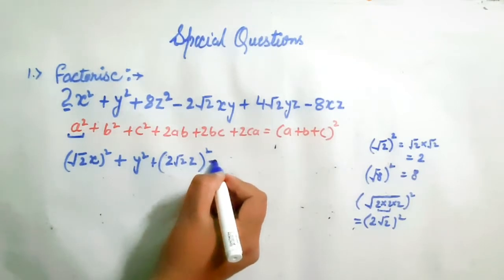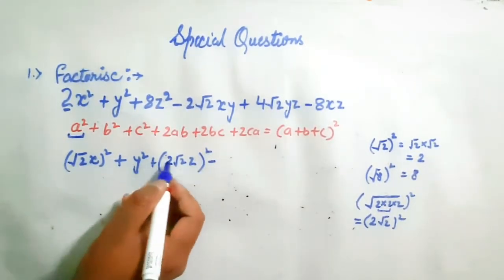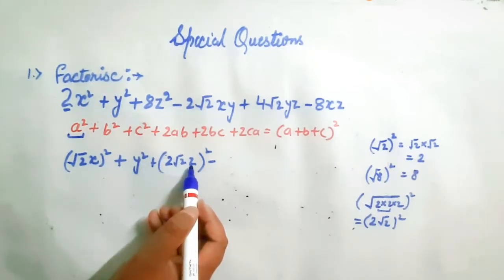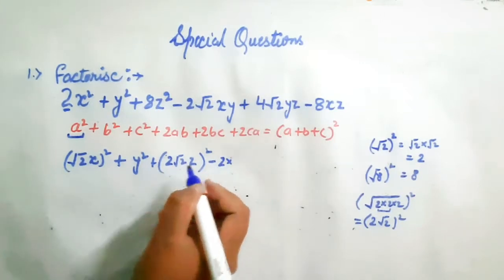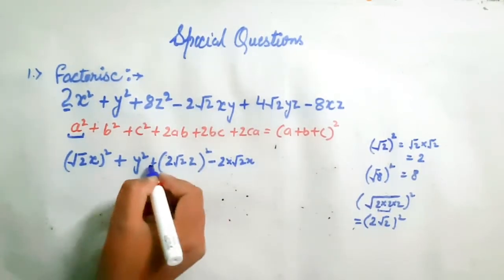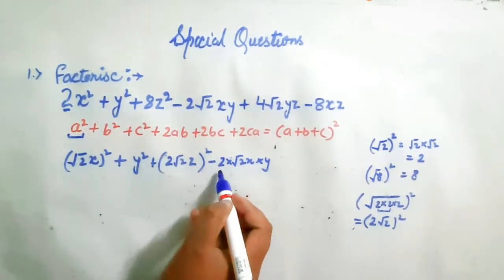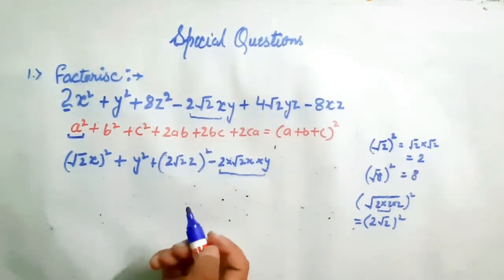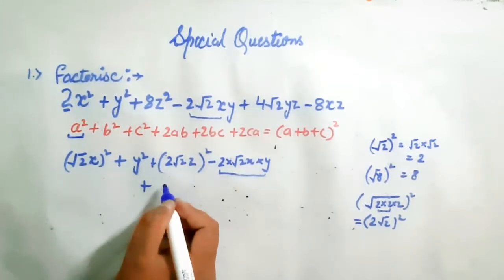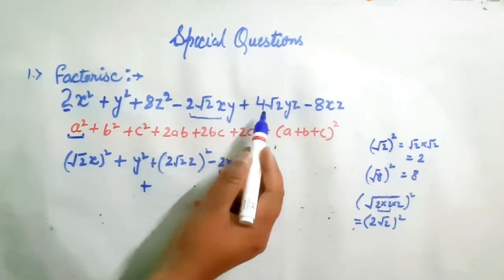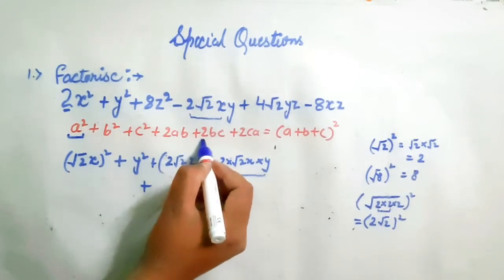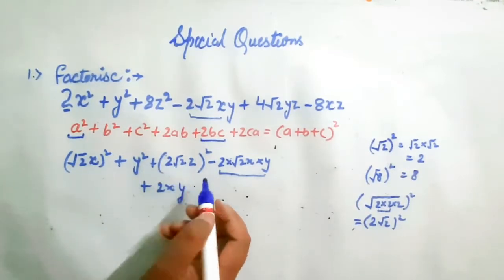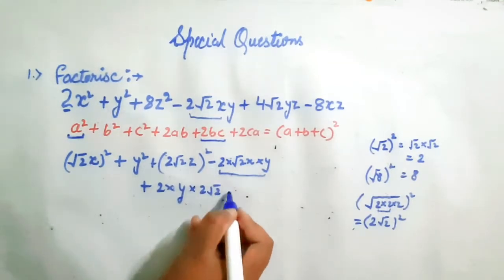Minus now 2ab. So according to this we have to write now a is square root 2x, b is y and c is 2 square root 2z. So 2ab will be 2 multiplied by square root 2x multiplied by y. Multiply it and check. The answer must be equal to this term. If it is the same, it means your question is correct. Then same for 4 square root 2yz. This we have to write in the form of 2bc. So 2 as it is, in the place of b we have y and in the place of c we have 2 square root 2z.